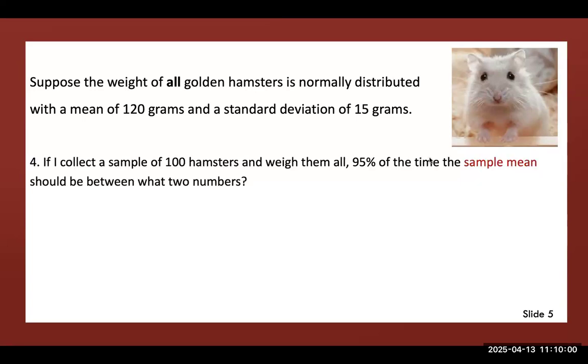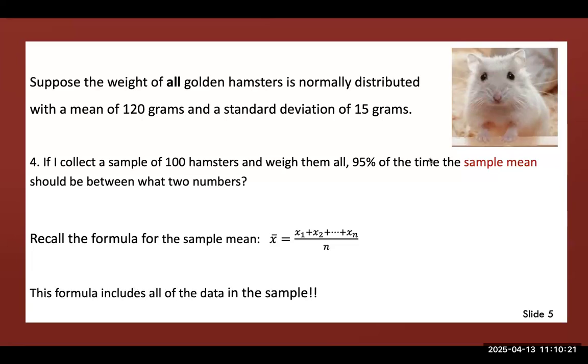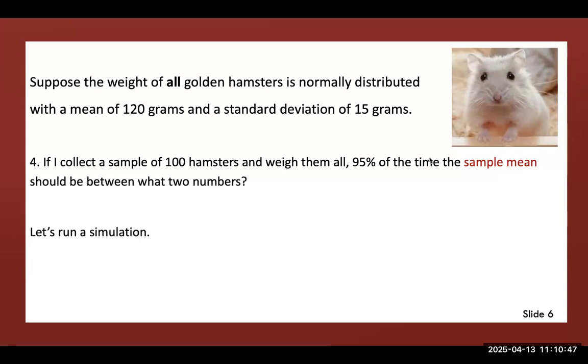In this problem, we have collected 100 hamsters, and what we're going to do is find the average. So recall the average of a sample, we call it X bar, the sample mean. We add up all the weights of those hamsters and divide by the total. So I'm going to weigh 100 hamsters, find their weights, and then divide by 100. This formula includes all the data in the sample. So let's see what will happen if we run a simulation.